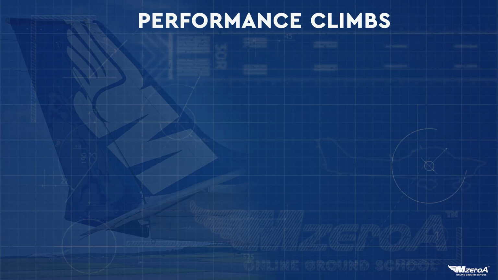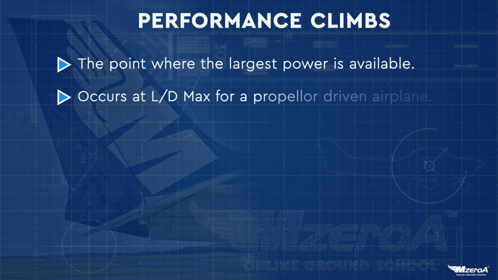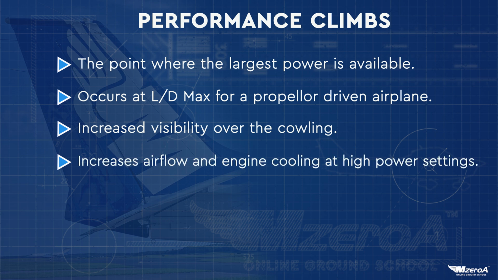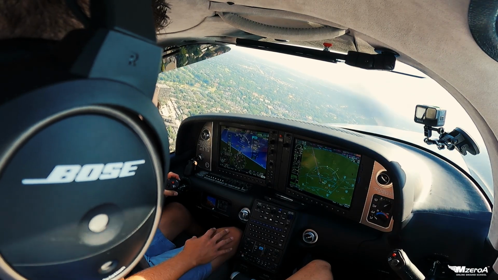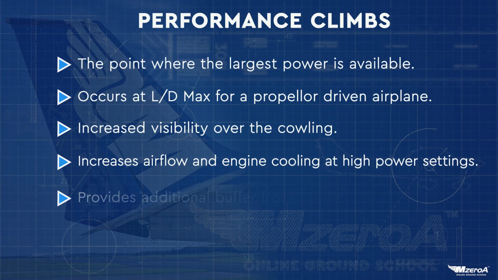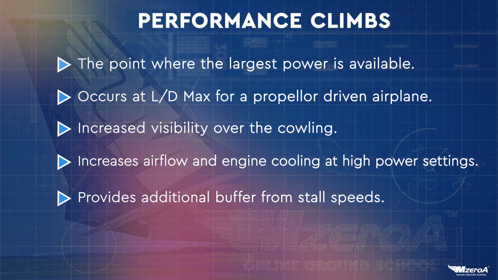And it's actually the point where the largest power is available. And this occurs at the L/D max for propeller-driven airplanes. It also allows more visibility over the cowling. And on top of that, our airplanes like it because it increases airflow over the engine. So while I'm at a high power setting, I'm helping to keep that engine nice and cool. And I like it because it provides an additional buffer, some space from those stall speeds as well. It takes more distance to reach the same altitude as Vx, but it reaches that altitude quicker. Does that make sense?